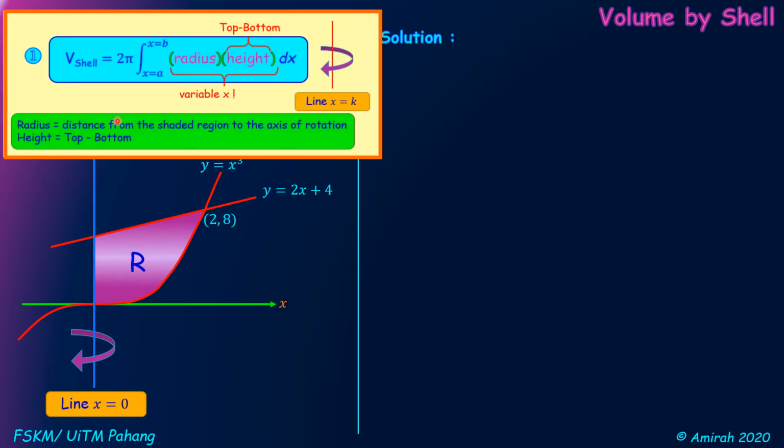Using the shell method, if the axis of rotation is a vertical line, we need to integrate with respect to x. And when we integrate with respect to x, all must be in terms of variable x, including the lower and upper limits. We use the values on the x-axis. Under the shell method, we use the formula 2 pi in front, times radius times height.